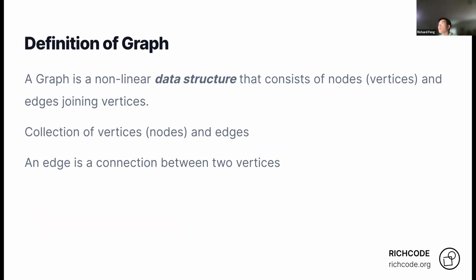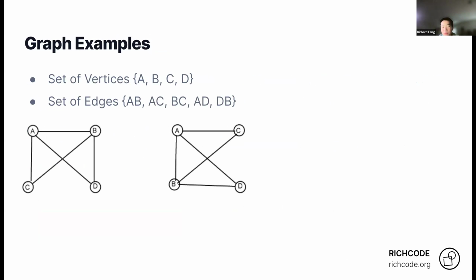Next slide. So here are some examples of graphs. So we have in this picture, A, B, C, and D are vertices. They're also called nodes, and they're connected by edges. And in this picture, we have AB, AC, BC, AD, and DB. And there's no edge between C and D.